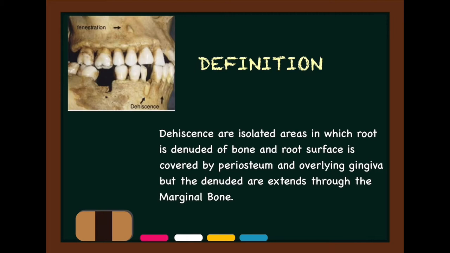If you remember, previously we said that in case of fenestration, the marginal bone remains intact. However, in dehiscence, this defect extends through the marginal bone, right? So there is a greater loss of bone in case of dehiscence.